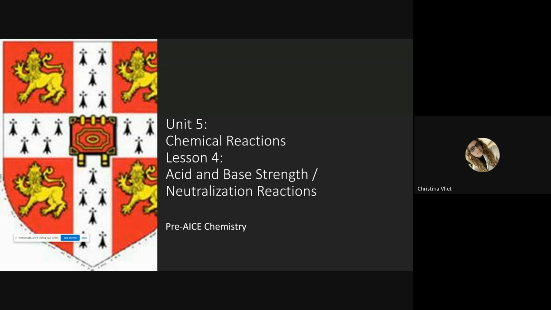So Unit 5, Lesson 4. Today we're going to go over acid and base strength, specifically acid strength and neutralization reactions, along with a brief review of pH. Giving you a little bit of time to write down the title of the lesson before we get started.